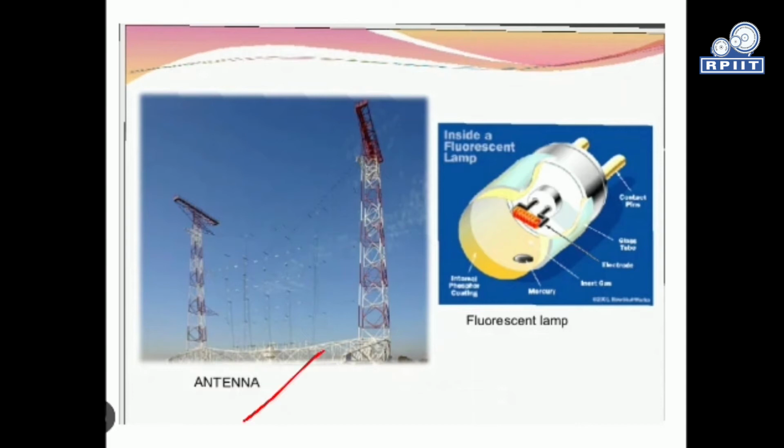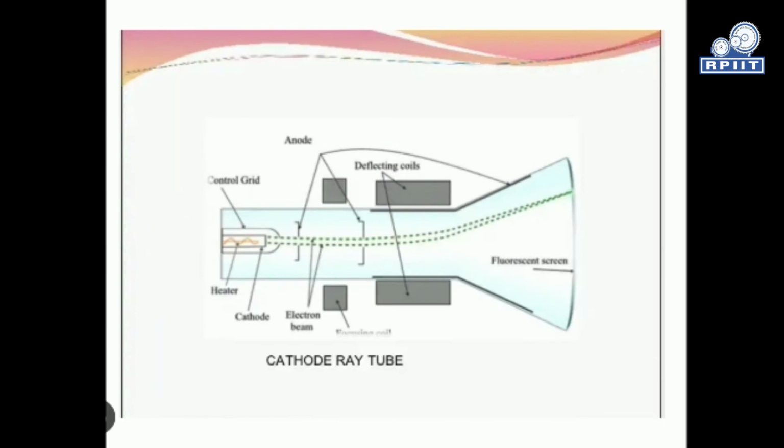One is the antenna. You can see the two antennas over there. One is the sending end and another is the receiving end. We give the supply from the transmitter side, and that is transmitted to the receiver end, and vice versa. Another is the fluorescent lamp. The fluorescent lamp has the same construction, and as we already said, it converts electrical power into light energy or visible light. And then the CRT, the cathode ray tube.